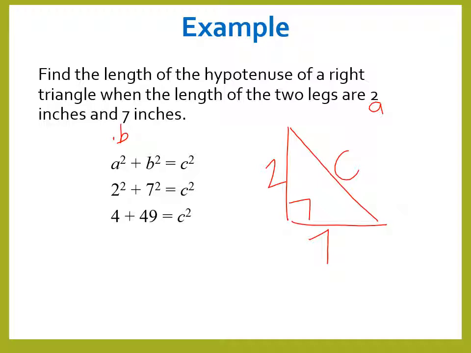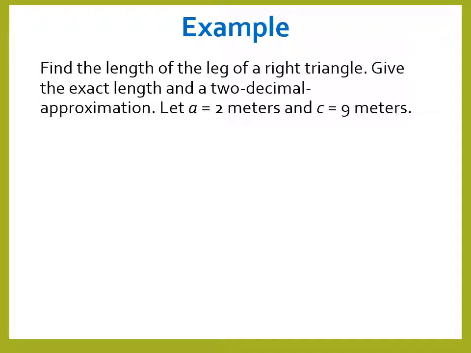So I plug it in. I get 2 squared plus 7 squared equals c squared. And 4 plus 49 is 53. I take the square root because I want c, not c squared. And so I get c equals the square root of 53 inches. Yay! Pythagorean theorem.